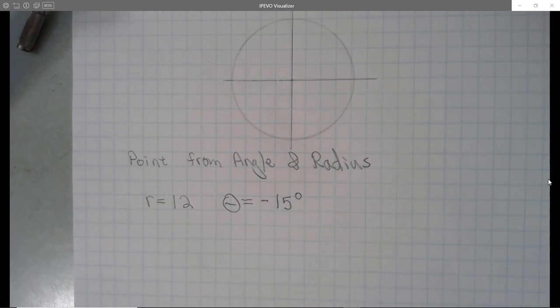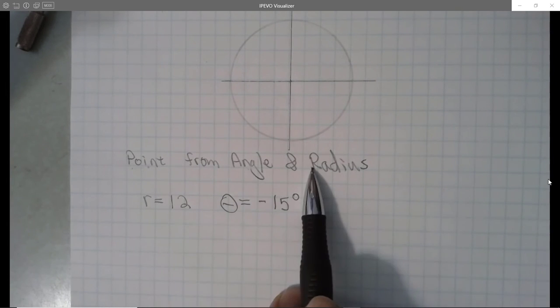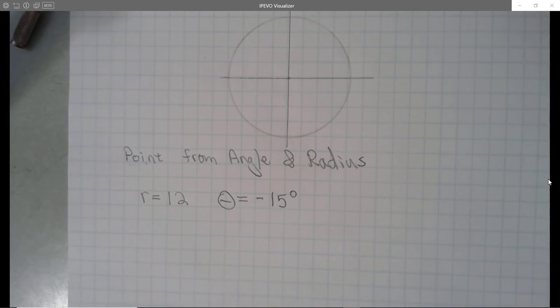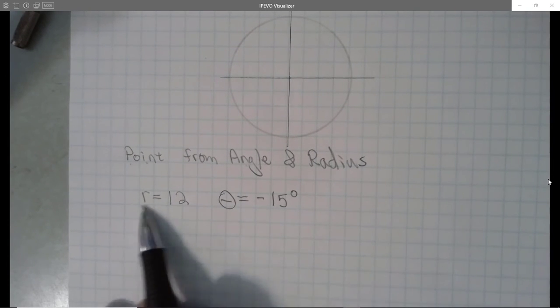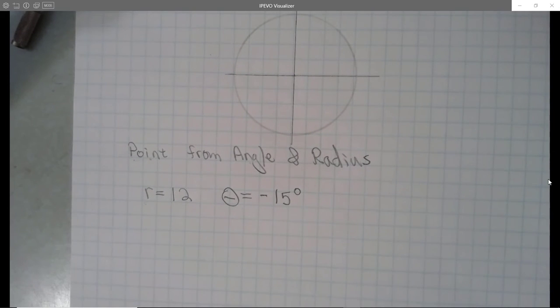All right, now suppose we want to compute the point of intersection on a circle, but we're given the angle and the radius of the circle. How do we do that? Well, let's take this one for instance. We're saying that the radius is 12 and that the angle is minus 15 degrees.